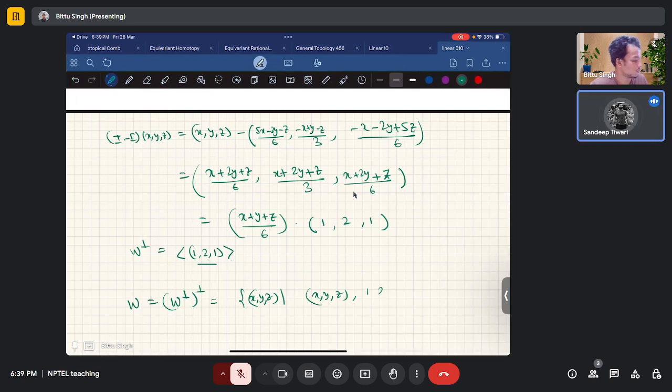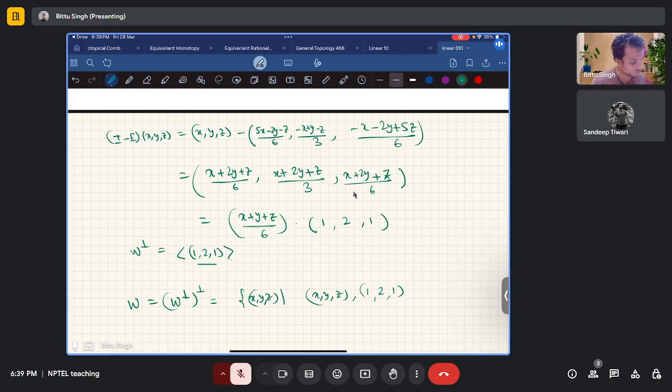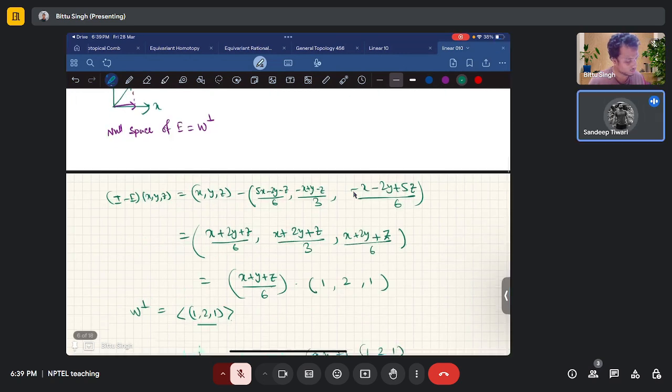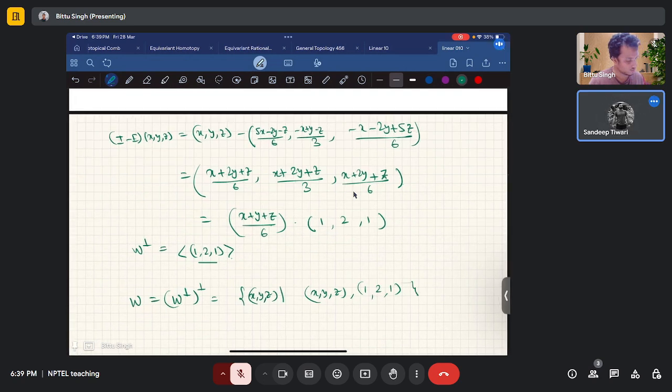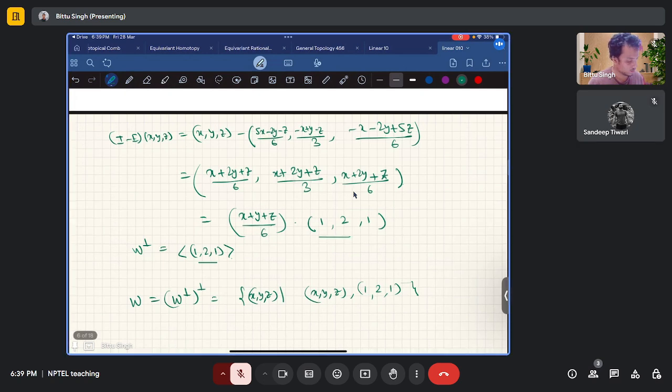Sir, there should be 2y, sir. Is there any mistake? Yes. (x plus 2y plus z) by 6 times (1, 2, 1). Left side, okay, right? x plus 2y plus z. Yes. So this is orthogonal, which means this is equal to 0.